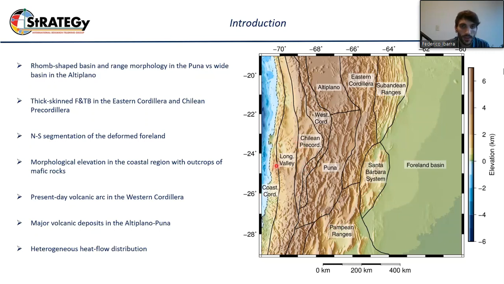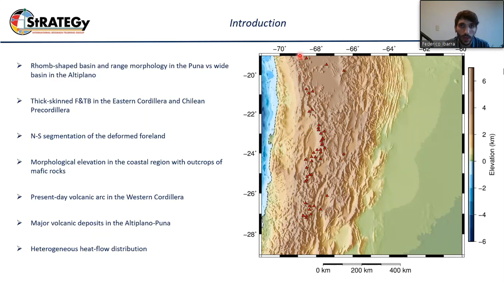Towards the forearc, the coast exhibits a pronounced morphological elevation with mafic compositions. And the present-day volcanic arc is located along the Western Cordillera and exhibits a marked diversion towards the east of the Atacama Basin, which is a prominent feature of the Precordillera, exhibiting very high seismic velocities in the crust. Throughout the plateau, there are several felsic deposits widely distributed with minor mafic effusions, and these are associated to low velocity anomalies of the crust, which are interpreted to represent mid-crustal magma bodies, the Altiplano Puna magmatic body and Southern Puna magmatic body.